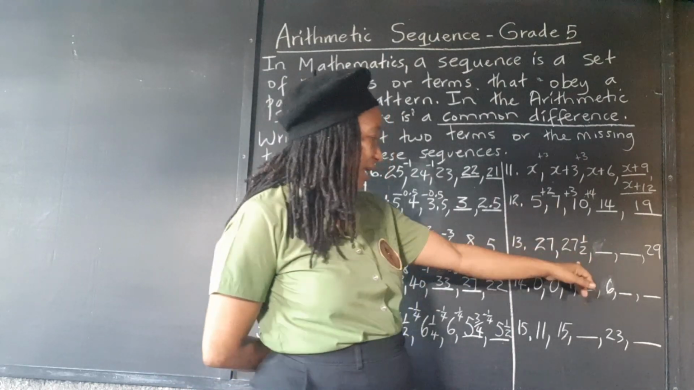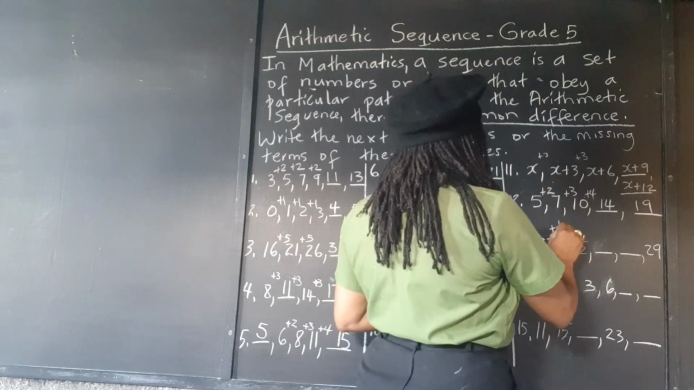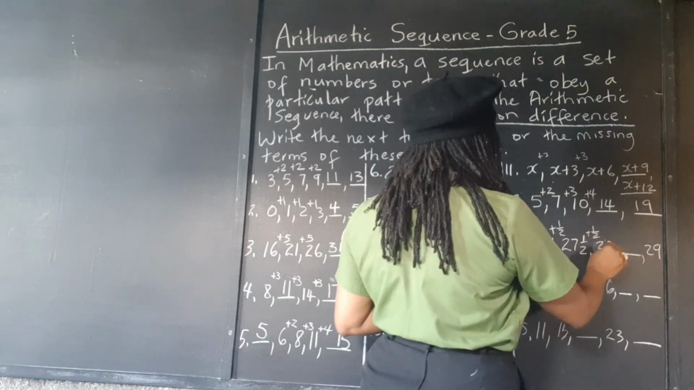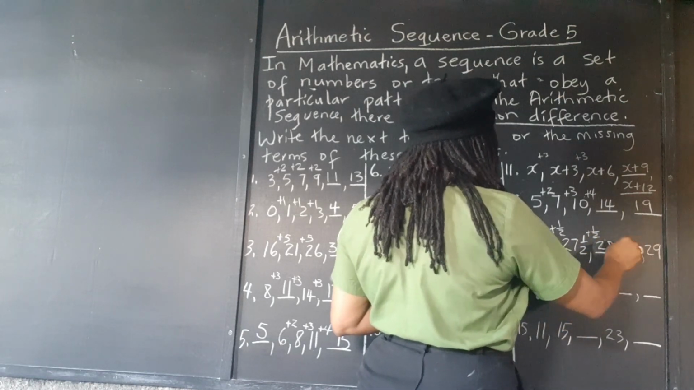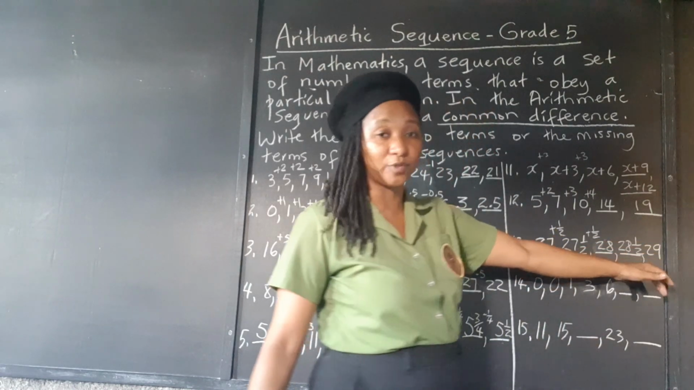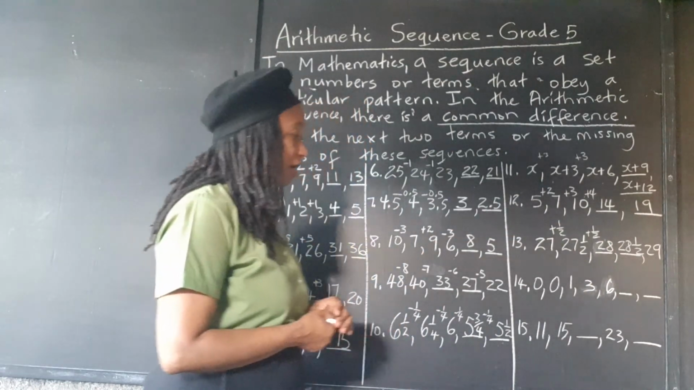27, 27 and a half. So they're adding a half. So 27 and a half plus a half would give 28, and 28 plus a half would give 28 and a half, and that plus a half would give 29. So we ended up with what they have, so that's how we know we're correct.